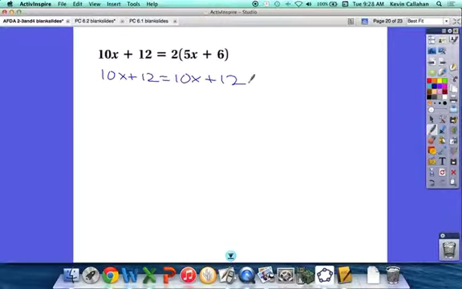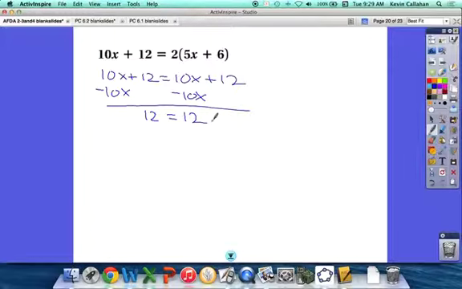Which term would you suggest we move first? I mean, both the variable terms are the same, right? So one is not smaller than the other. So let's say we subtract 10x from both sides, right? Now we have 12 equals 12. Well, notice that in that one step, we eliminated the x's. There are no more x's, right?